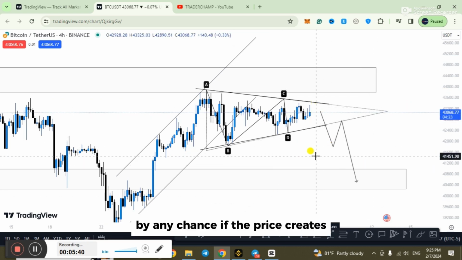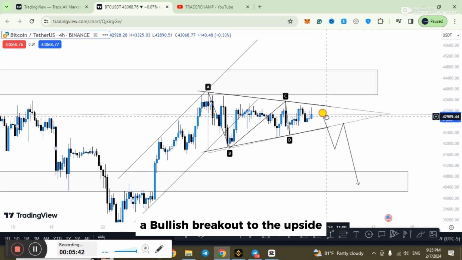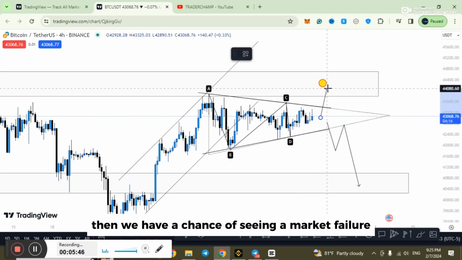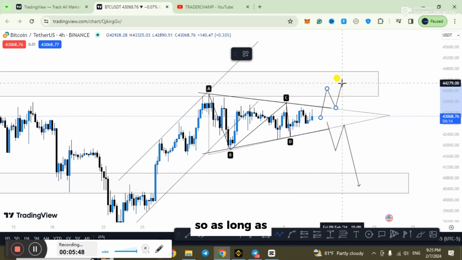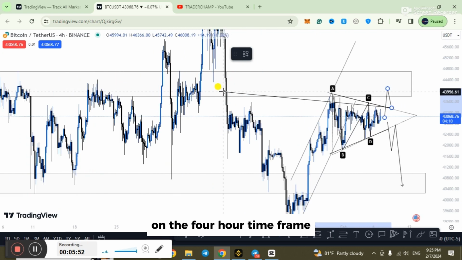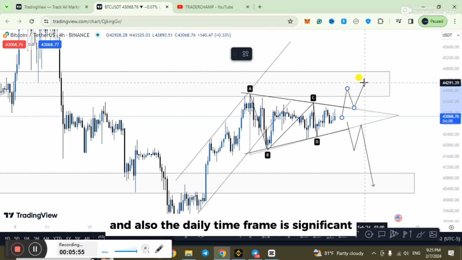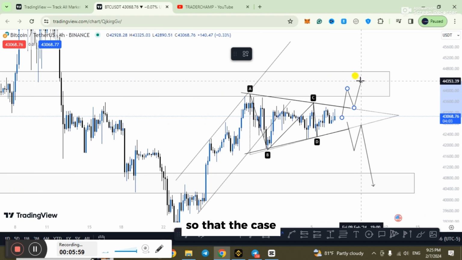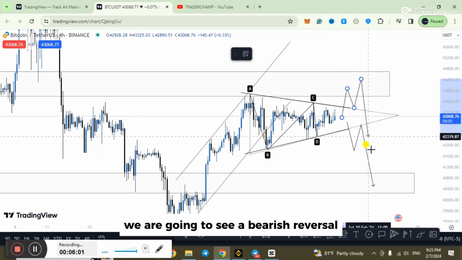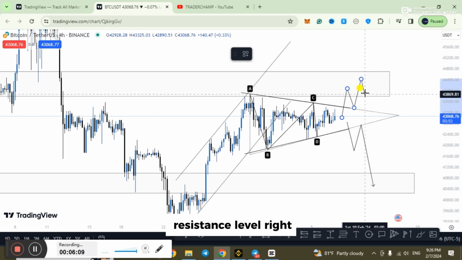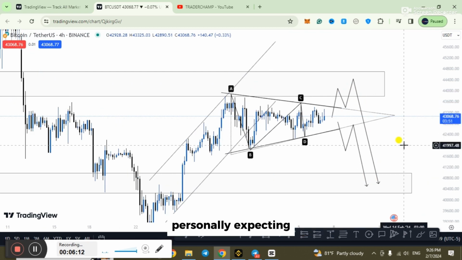By any chance, if the price creates a bullish breakout to the upside, then we have a chance of seeing a market failure, as I have said earlier. So as long as this supply zone on the 4-hour time frame and also the daily time frame is significant and very strong at the moment, in that case, we are going to see a bearish reversal once the price visits this level at 44k or this resistance level, right? So these are the two possibilities that I'm personally expecting.